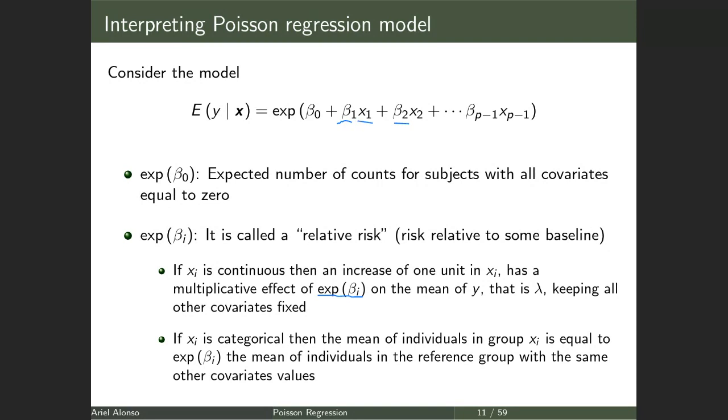So if you keep all the other covariates the same and you increase the age by 1 year, then the average number of counts is going to be increased by the exponent of beta 1. That would be the interpretation. What if you have a categorical variable?